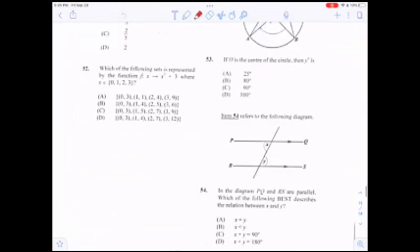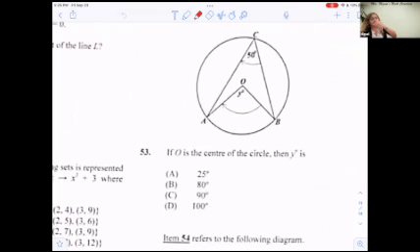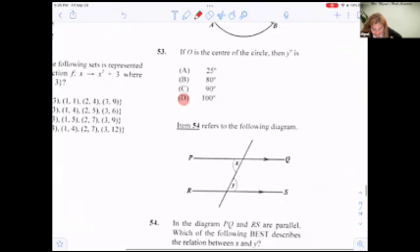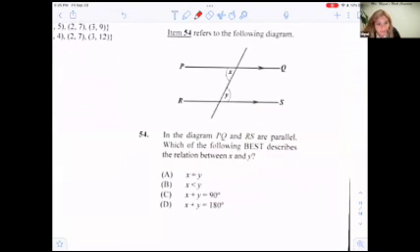Look here. How much is the angle? 100. Watch this one. In the diagram, PQ and RS are parallel. So we're looking for a Z shape. Which relation best describes X and Y? X plus y is 180.